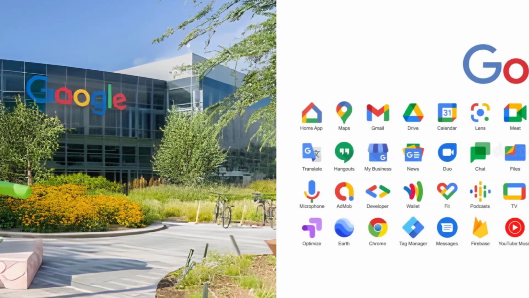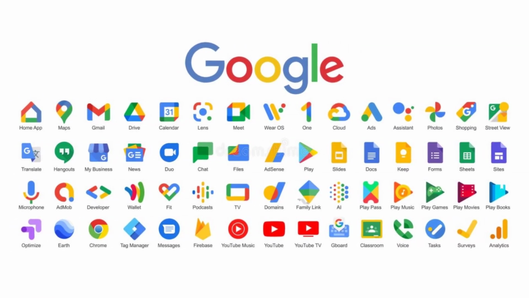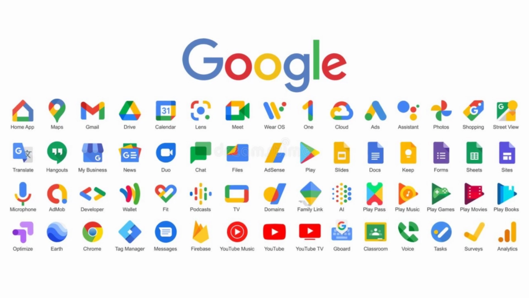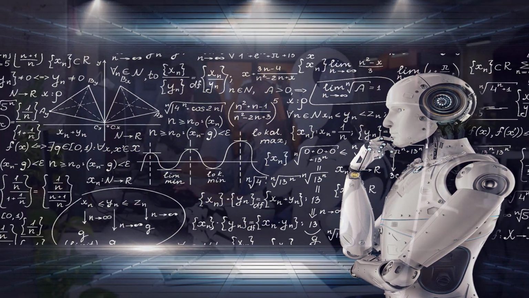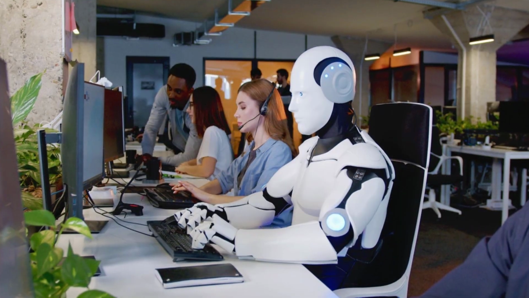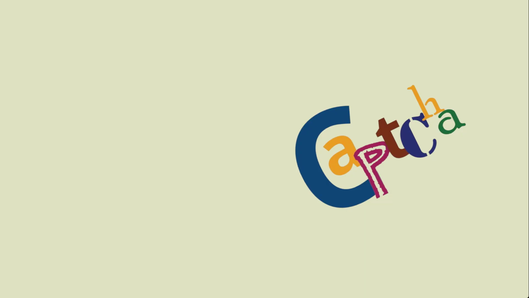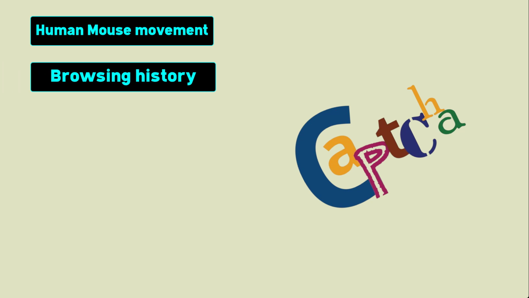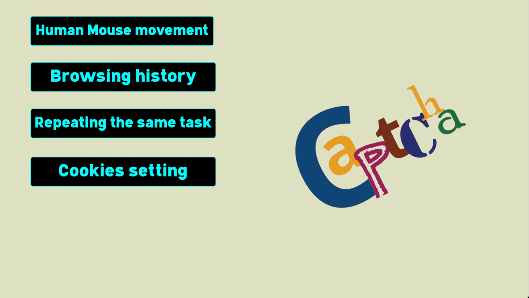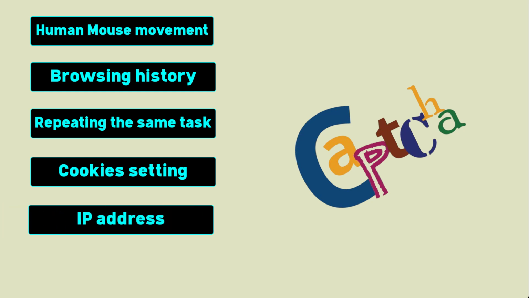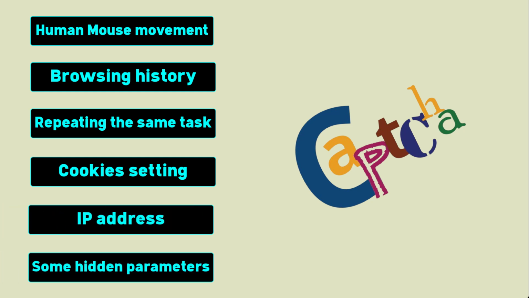Google technology is very smart. They have their own advanced machine learning. From opening the browser, it can detect real user actions. For example, human mouse movement, browsing history, repeating the same task, cookie settings, IP address, and some hidden parameters that Google is never going to tell us.